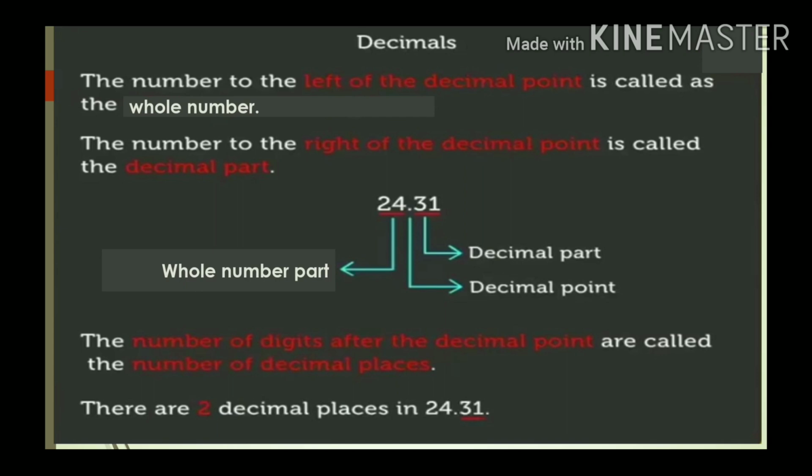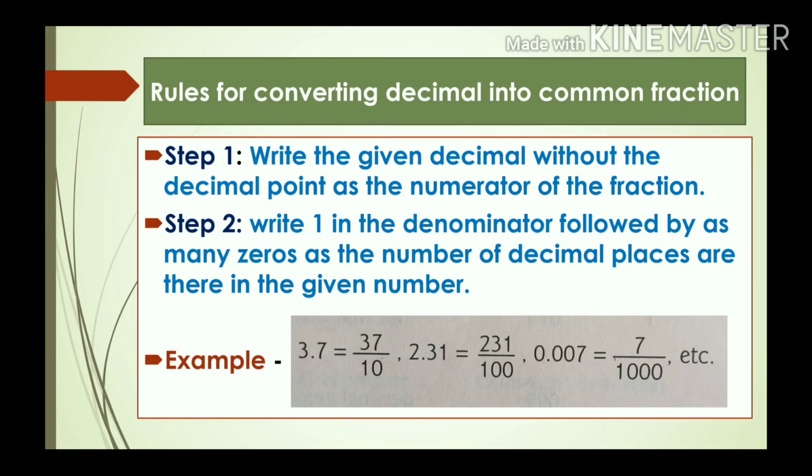And now the number of digits after the decimal point is called the number of decimal places. So here you can see there are two decimal places in 24.31, which is 31. Now let's see what the rules are for converting a decimal into a common fraction. So we have to follow these steps.